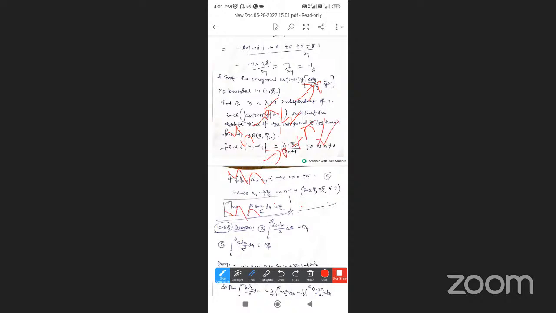So what is un as n tends to pi by 2? Un converges to pi by 2 as n tends to infinity. So we got the problem: un tends to pi by 2 as n tends to infinity.